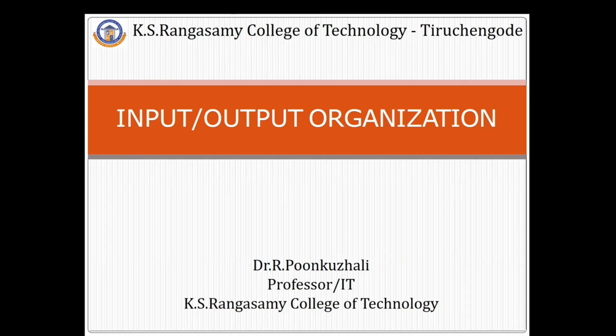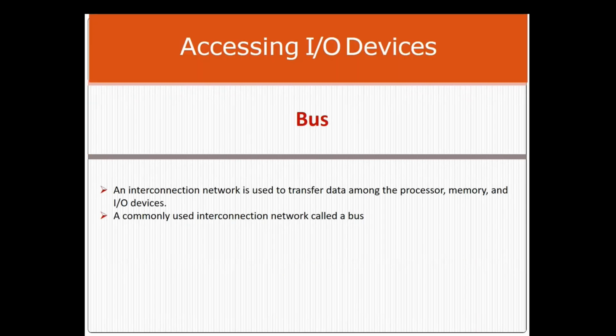About input-output organization. What is the use of input-output organization? We have to transfer the data between the I/O devices and the processor. Actually, we have to transfer the data between the processor, memory, and the I/O devices. For that, we go for I/O organization. Our aim is to transfer the data among the processor, memory, and the I/O devices.